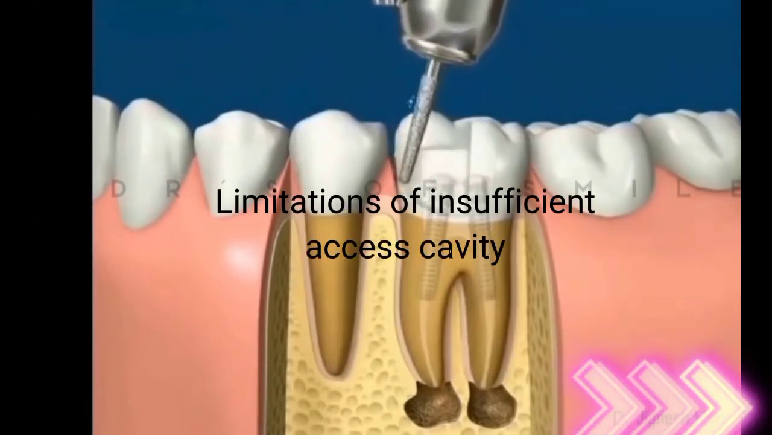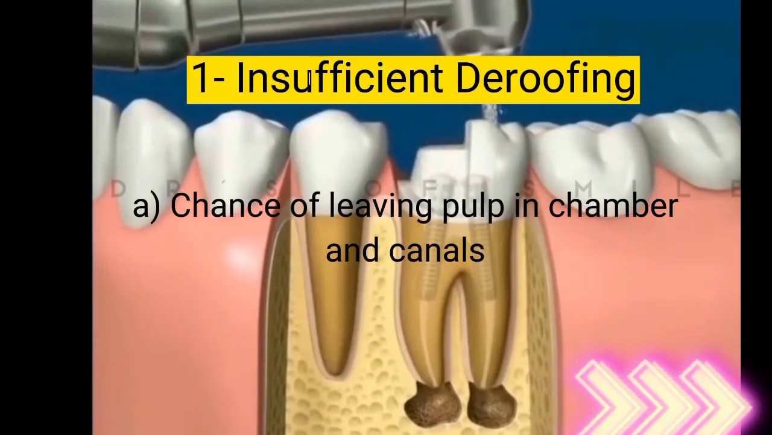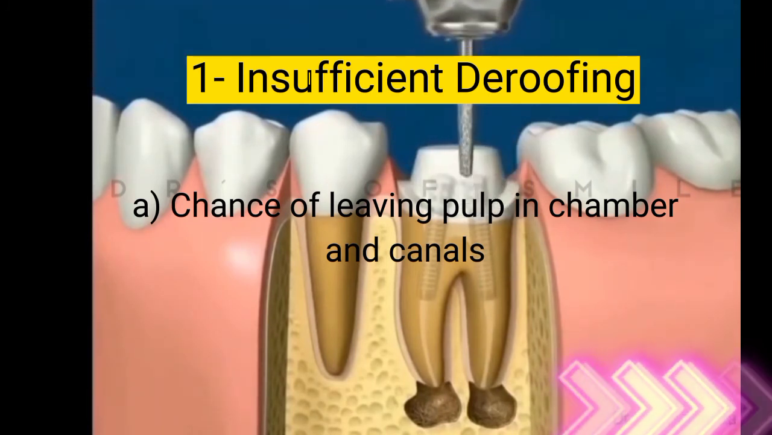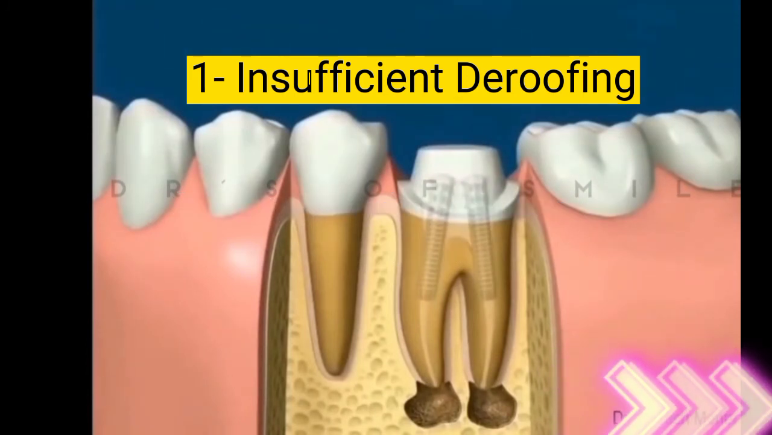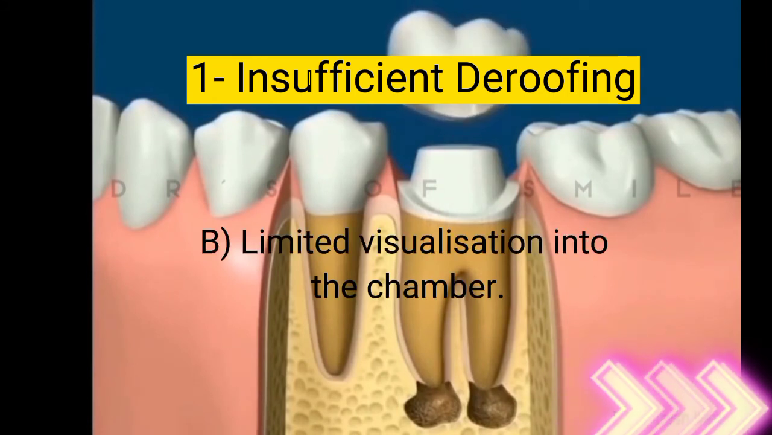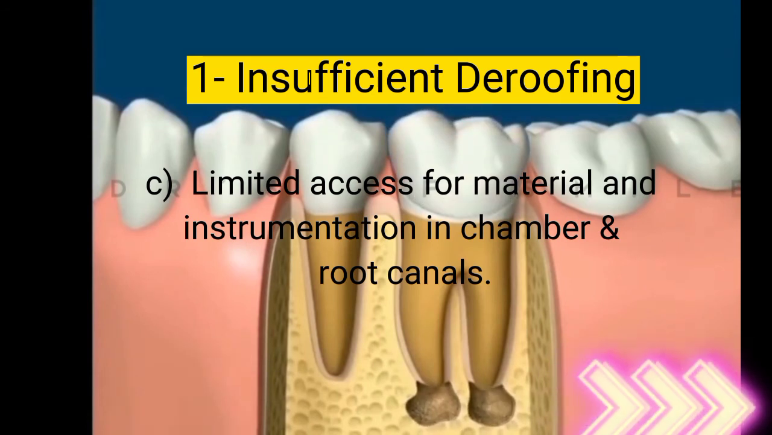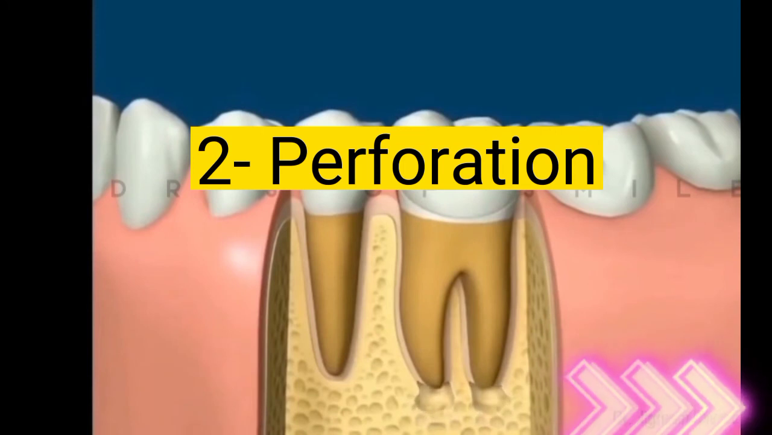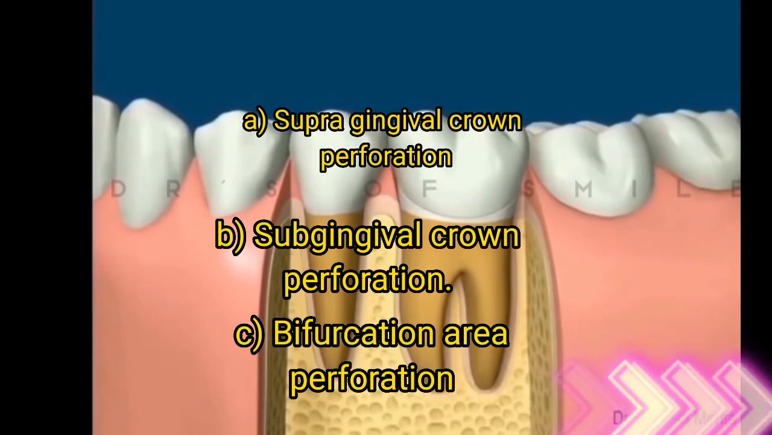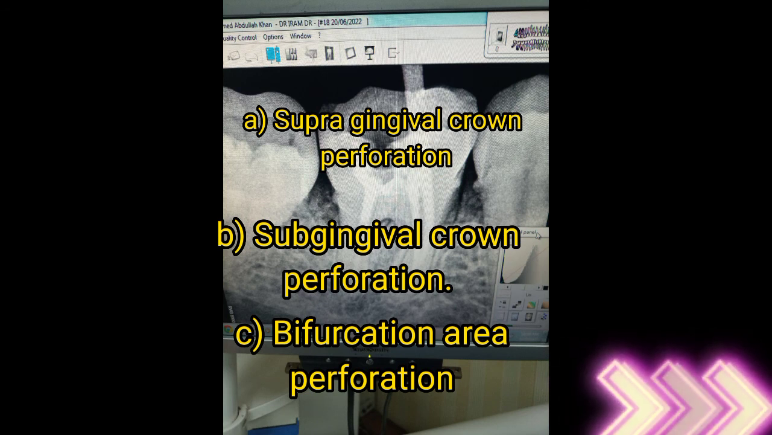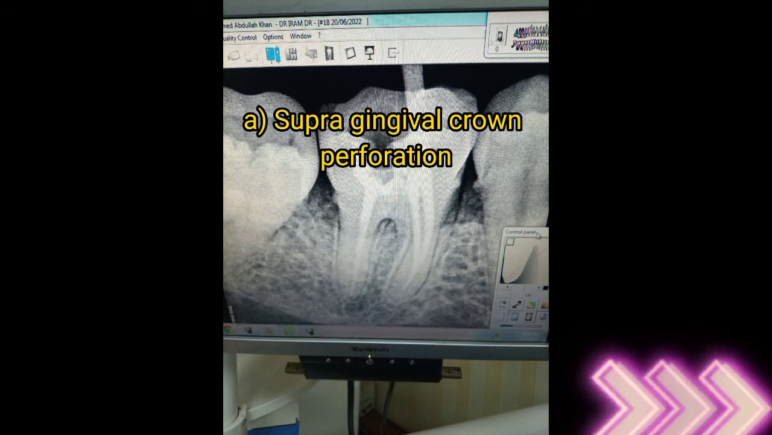Now I will discuss the limitations of insufficient access cavity. Incomplete deroofing causes a chance of leaving pulp in the chamber and canals. Also, it will result in failure to remove all coronal or necrotic tissue from the pulp chamber and canals. The second limitation is poor visualization, which causes failure of proper instrumentation in the canals. The other drawback that comes with insufficient access cavity preparation is perforations. That could be supragingival or subgingival crown perforation, or the perforation that happens in the bifurcation area.